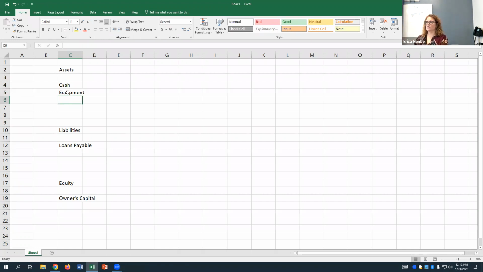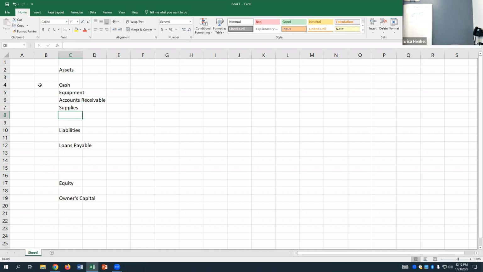What are some other assets we might have? Accounts receivable, yeah. What's another one? Supplies, yeah. They need some shampoo and different things for doing people's hair, and probably also some office supplies, maybe some paper and pens.